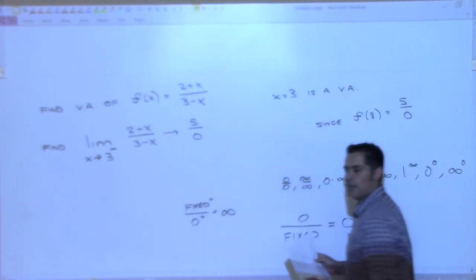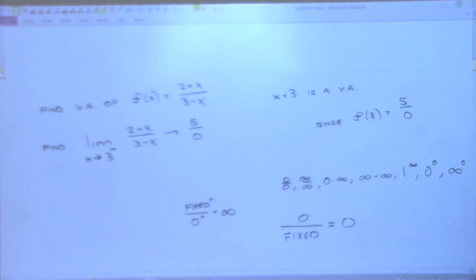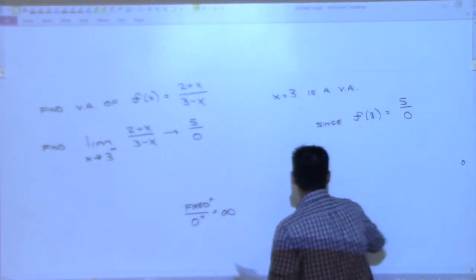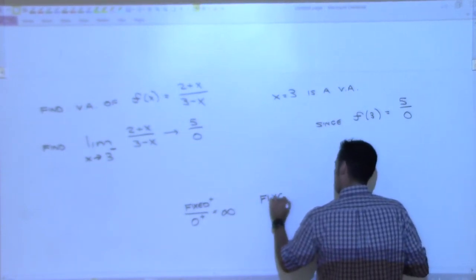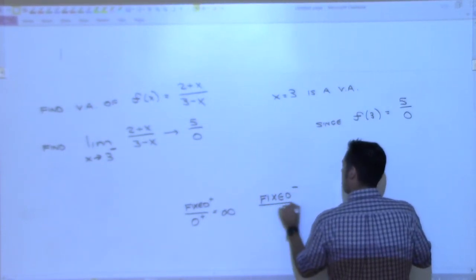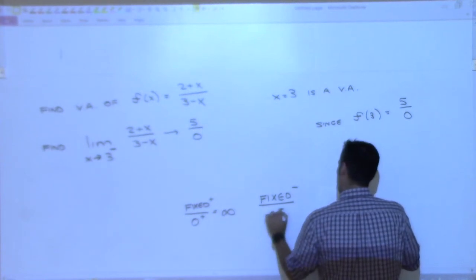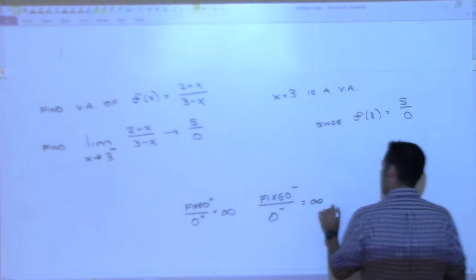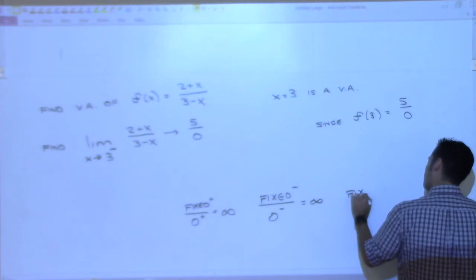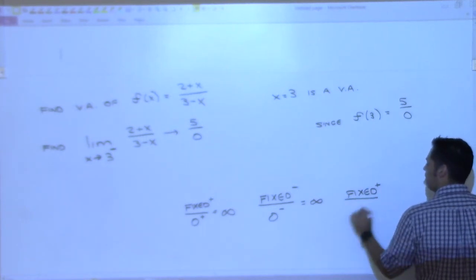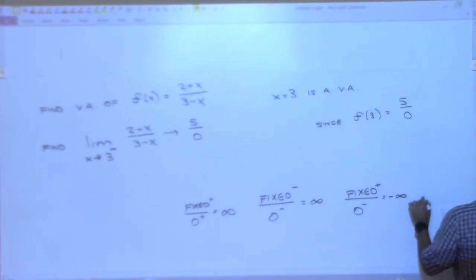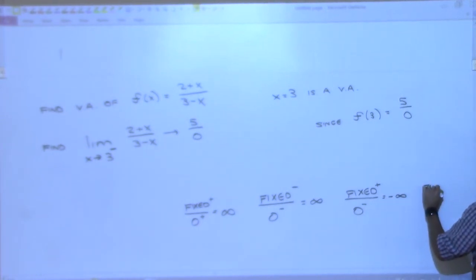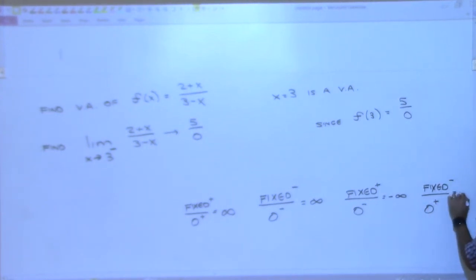Infinity? Do you all see that? And then there's 3 more, right? Fixed negative over 0 negative. This is also infinity. Then we have fixed positive over 0 negative. That's negative infinity. And then finally fixed negative over 0 positive equals negative infinity.